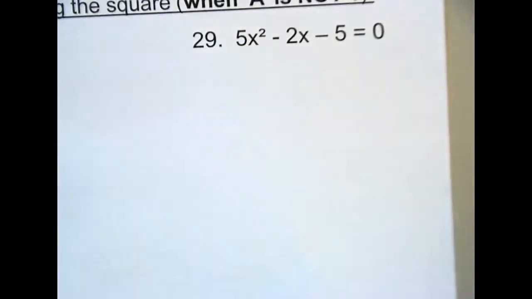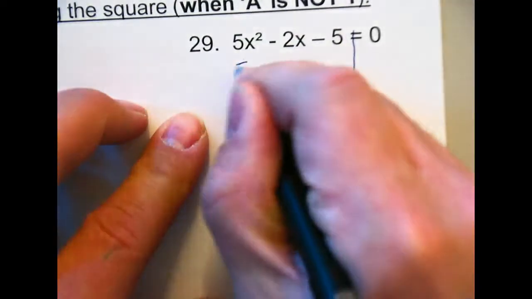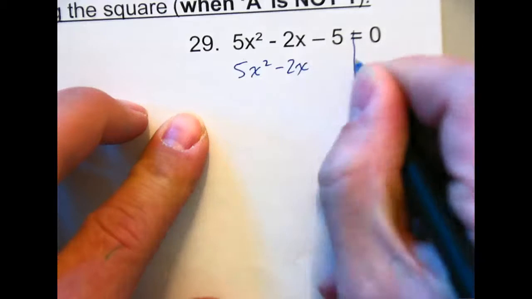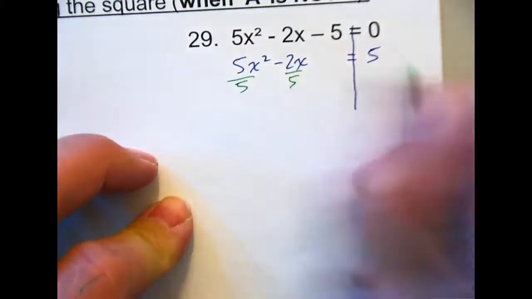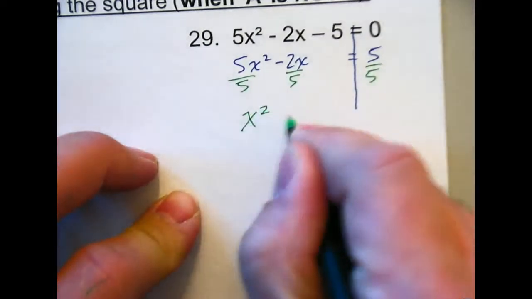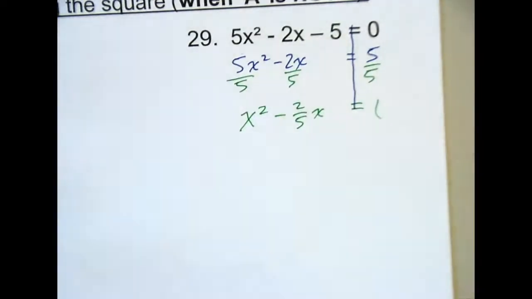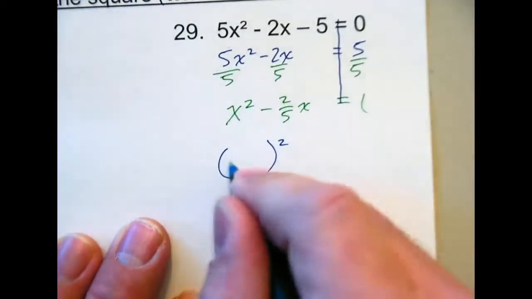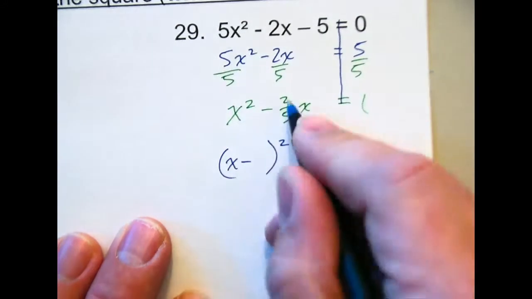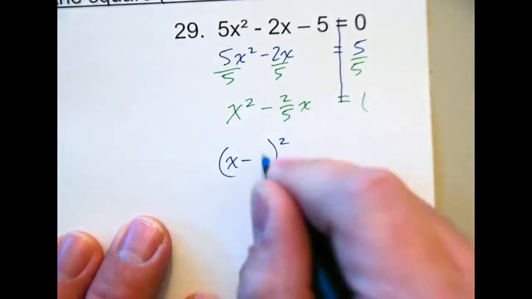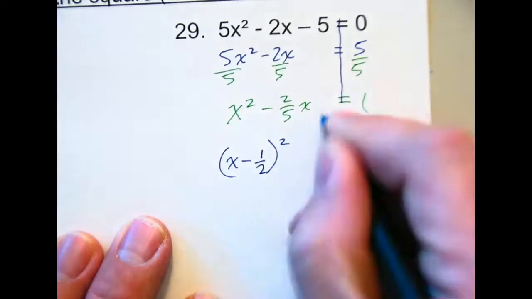All right. Last problem. Get as far as you can. You get 2 minutes on it. Okay, first step, move that over. Next step, divide by 5. How many made it that far? Good. Next step, set it up with our squared. We have x minus, because b is negative, half of 2/5 is 1/5. Oops, 1/5. Thank you.